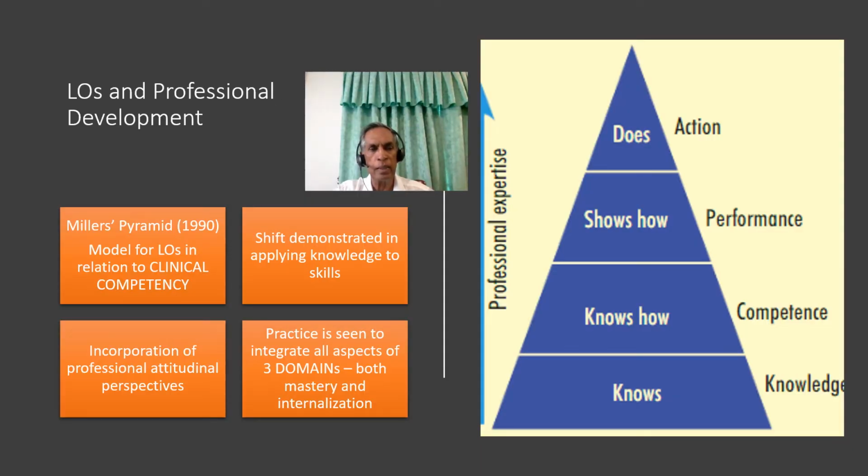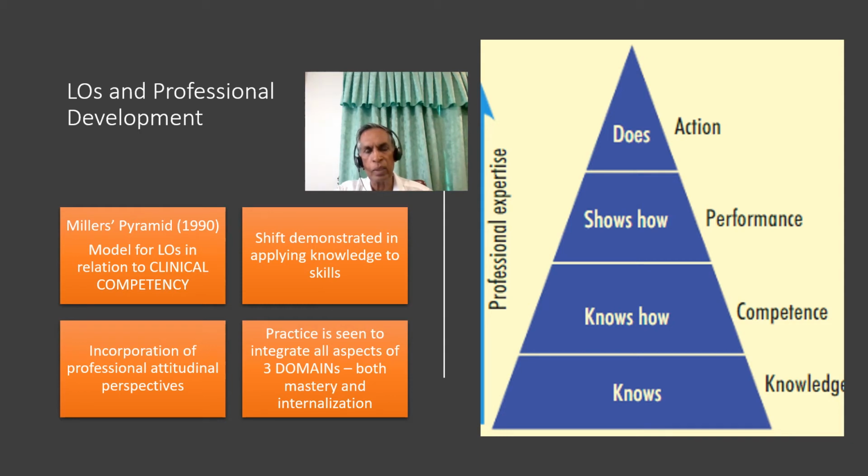The Miller's pyramid is often referred to in professional practice, especially in medicine. Miller's pyramid forms a beautiful model for writing learning objectives for clinical competency. If you look at the pyramid, the lowest level is knows. In other words, that's about knowledge. But what is more important as he moves up the learning ladder will be to develop competence.